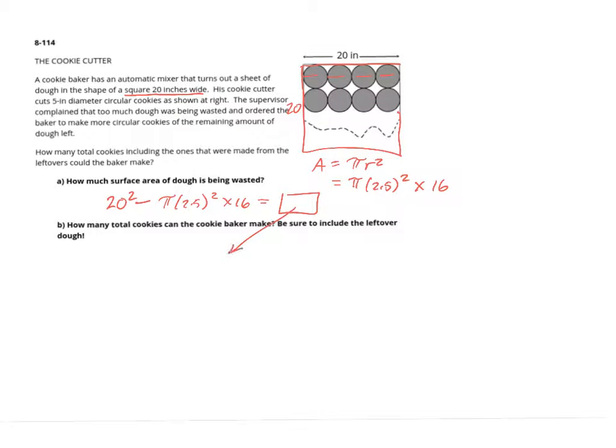But now if I could reshape this dough into more cookies, I would want to know how many more cookies can fit into that dough. So I'm going to divide it by the area of one cookie, which again is pi times 2.5 squared.